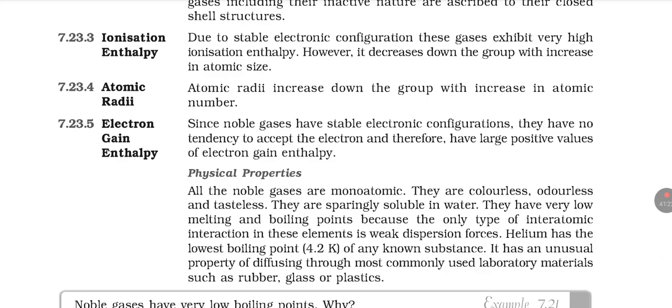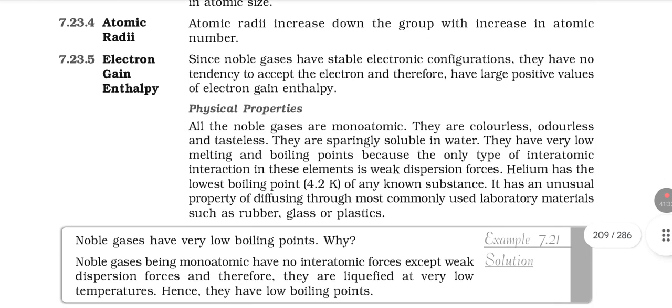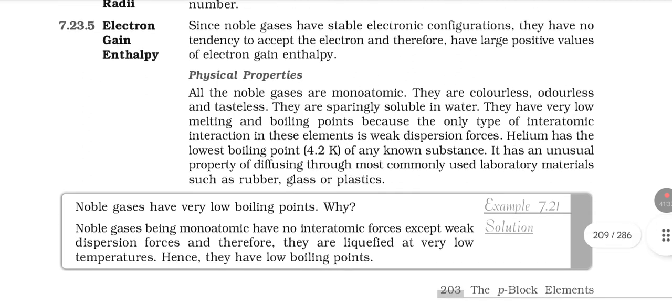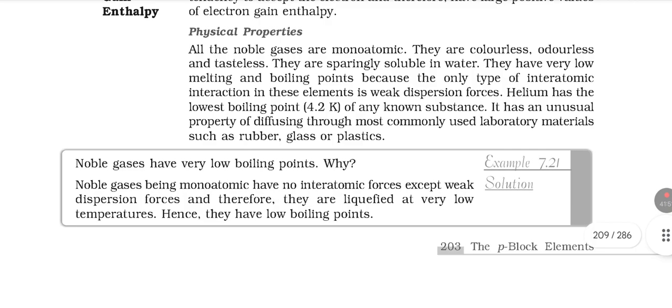Ionization enthalpy. Due to stable electronic configuration, these gases exhibit very high ionization enthalpy. However, it decreases down the group with increase in atomic size. Atomic radii increase down the group with increase in atomic number. Electron gain enthalpy. Since noble gases have stable electronic configuration, they have no tendency to accept an electron and therefore have large positive values of electron gain enthalpy.